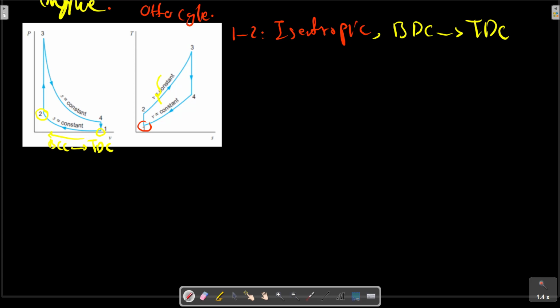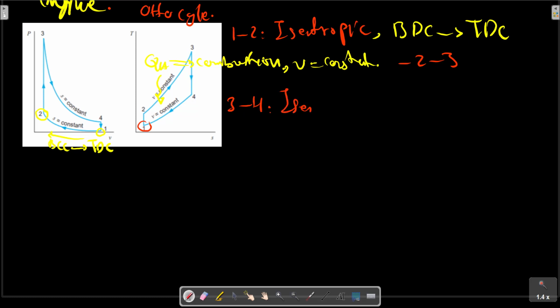So heat is added through the combustion phenomenon at constant V, process 2-3. Process 3-4 is isentropic expansion, from top dead center to bottom dead center.